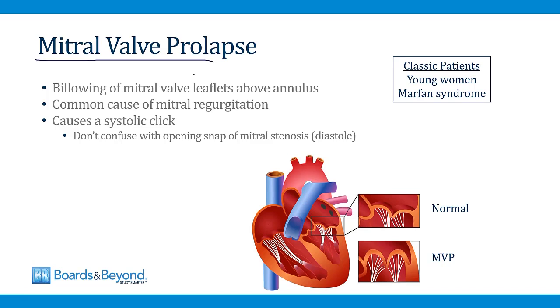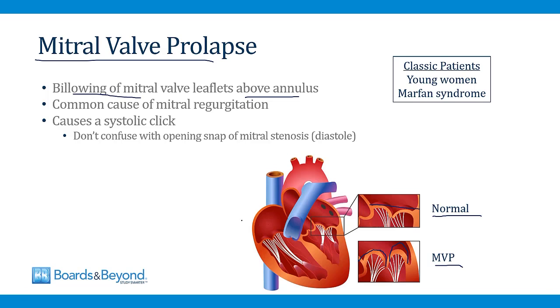Mitral valve prolapse is a billowing of the mitral valve leaflets above the annulus. Let's look at this drawing I have on the screen here. At the top is an example of a normal mitral valve, and you can see that the leaflets come together and are relatively flat. In a patient with mitral valve prolapse, the leaflets billow up into the atria. Basically, the leaflets have become stretched, and that leads to the findings of mitral valve prolapse.